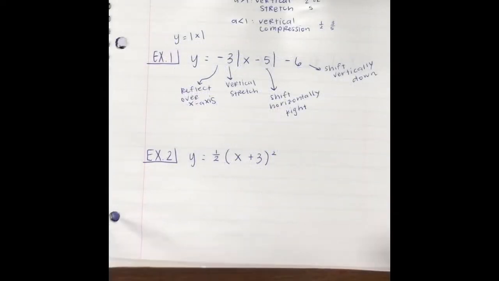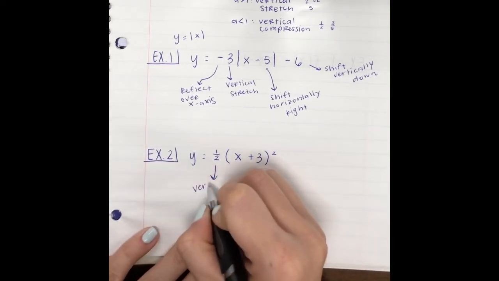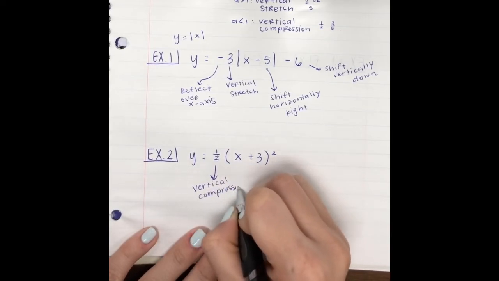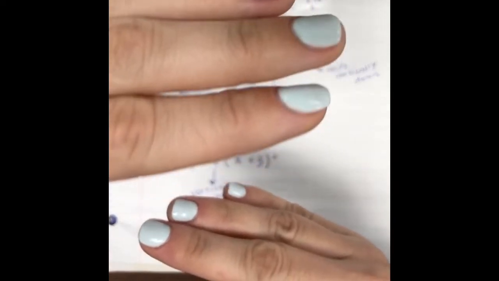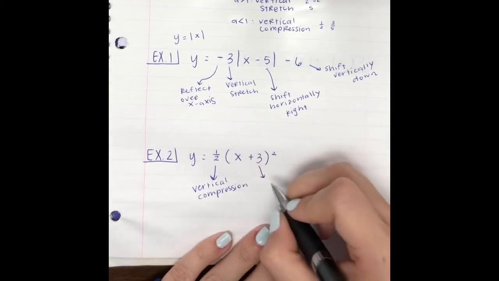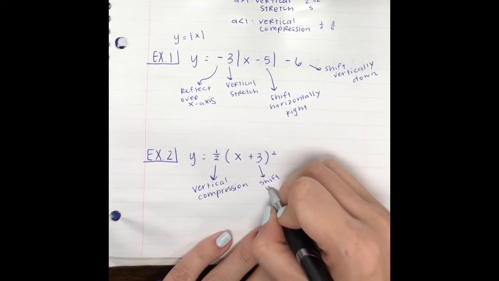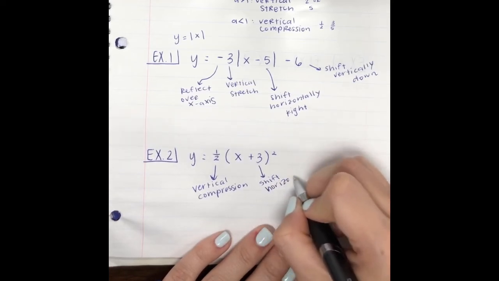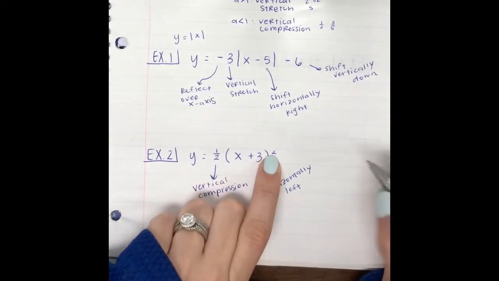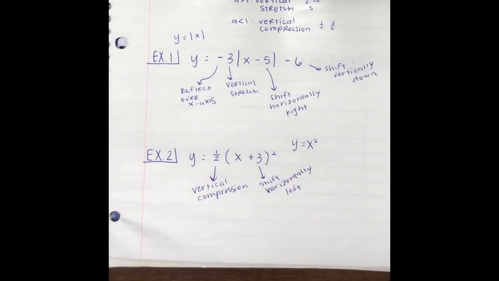Okay, one more quick example. This 1/2 out front, it's less than 1. So this would be a vertical compression. Okay, meaning whatever shape our graph is, it's being compressed shorter vertically. +3, it's grouped with my x. So we are going to shift horizontally to the left. And you can see that it's squared, which just means that your parent function is the quadratic function, y equals x squared.